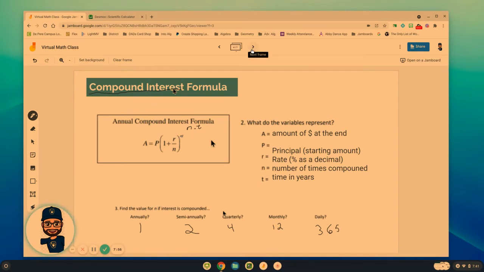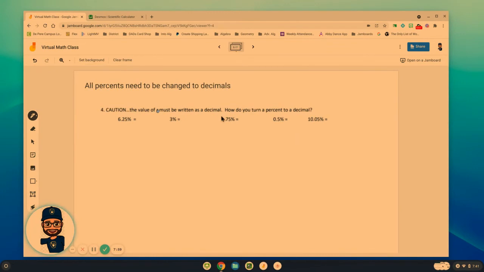All right. Now, we also need to remember, though, that our rates need to be changed into decimals, right? And how do we turn it into a decimal? We move the decimal spot to the left. It's the same as dividing by 100. So 2 to the left. 6.25%. If I move it 2 to the left, 1, 2, it would go here, and I need to add a 0. 0.0625. That's the same as 6.25%.